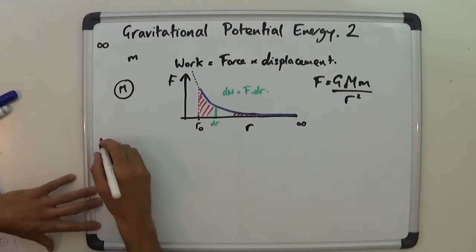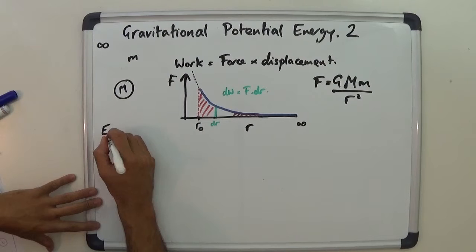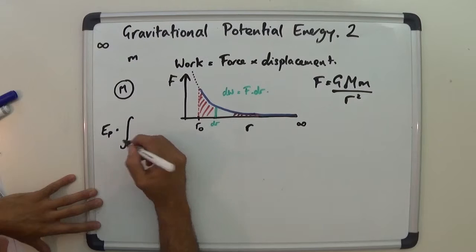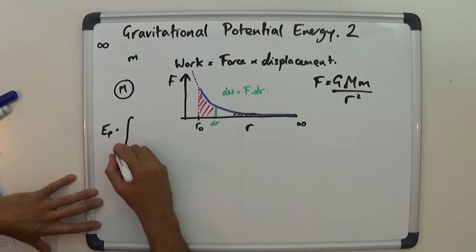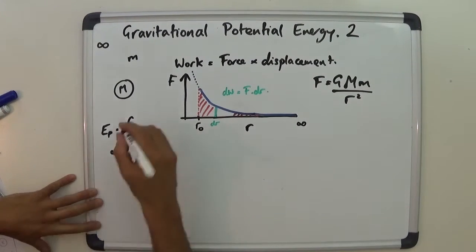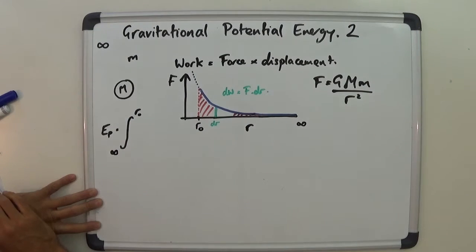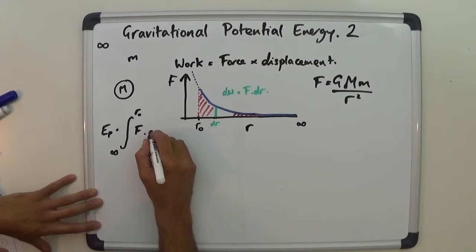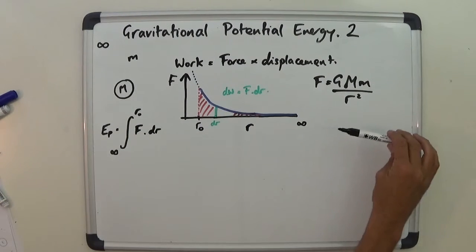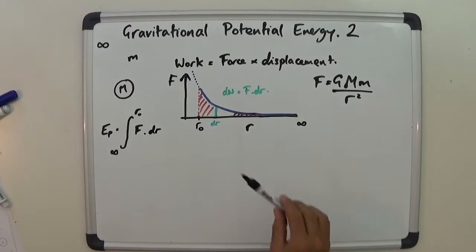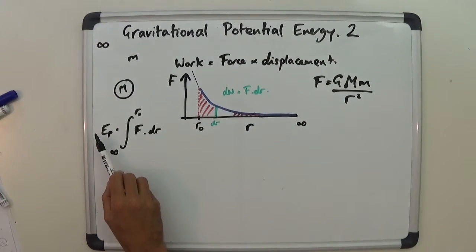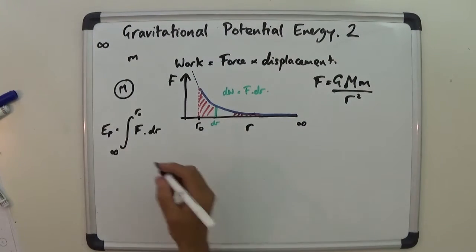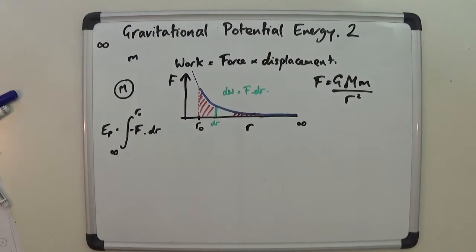Okay, so here's what we're going to say. The potential energy, EP, is the sum of all the tiny slivers, going from infinity to R0, of the force with respect to R. Now, are we going against the force, i.e. this is positive? Or are we going with the force, i.e. this is negative? Well, the answer is, of course, we're going with the force, so I'm going to put in that minus sign right here.